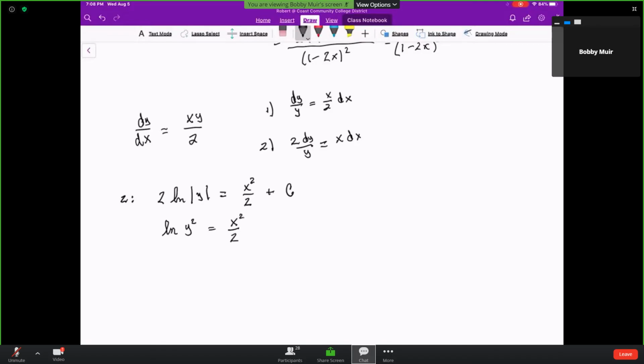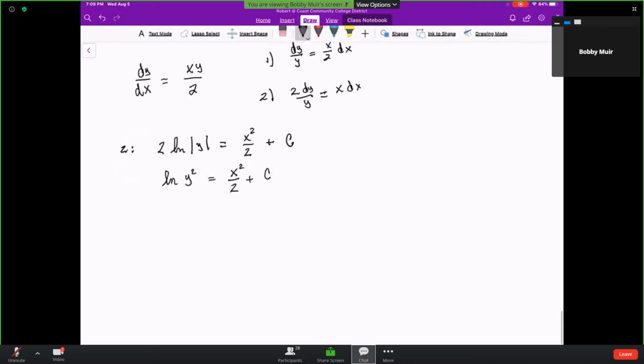Now sometimes, calculus doesn't play well with absolute value signs. So anytime you can get rid of them, it's a good idea. So for this problem, we would have y squared equals some constant times e to the x squared over 2.